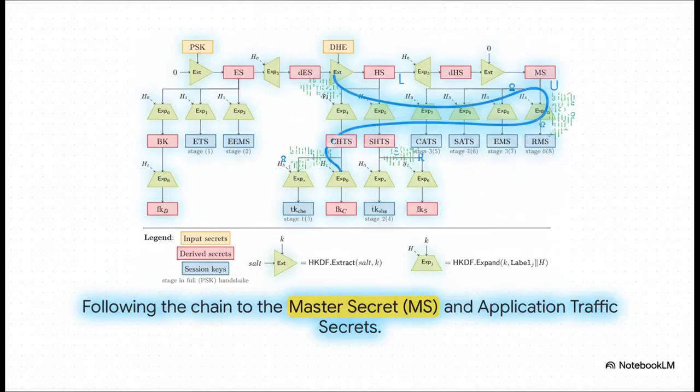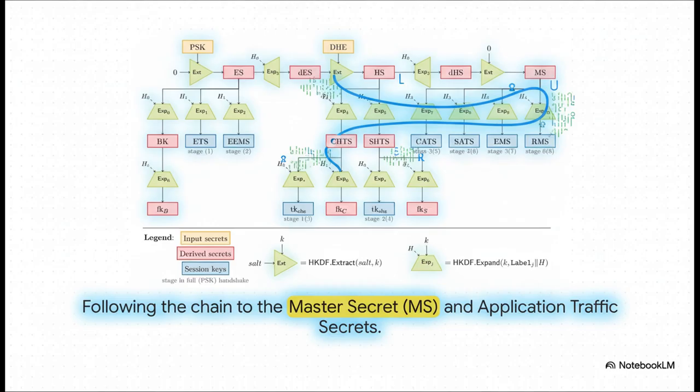Okay, back to our diagram for the final move. Follow the chain from the handshake secret, or HS. It's used to derive the master secret, labeled here as MS. This is the ultimate source of security for the whole session. And from MS, the arrows point down to our final products, CATS and SATS. That stands for the client application traffic secret and the server application traffic secret.